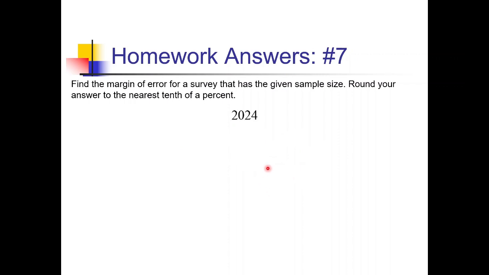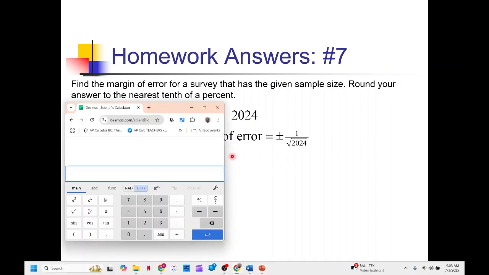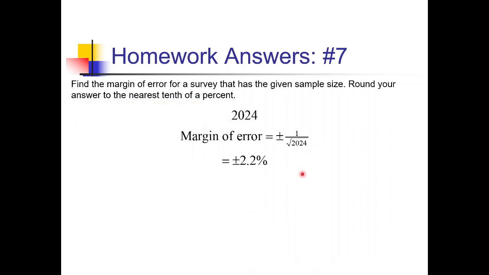For this problem, we want the margin of error for a survey with a sample size of 2024. So let's just do plus or minus 1 over the square root of the sample size. And then going to Desmos for that, we got 1 divided by the square root of 2024 comes out to about 0.022. So then 2.2% plus or minus would be our margin of error for this one.